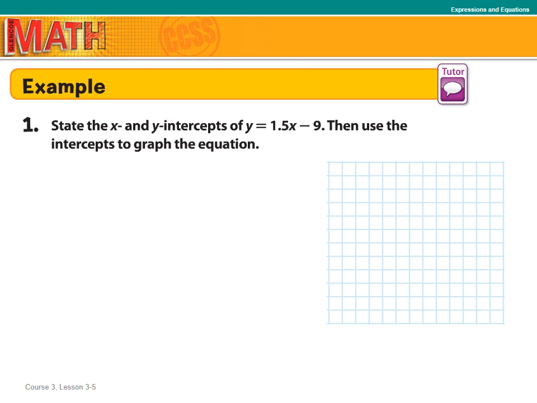Example 1. State the x and y intercepts of y equals 1.5 times x minus 9. Then use the intercepts to graph the equation. In our last lesson, 3.4, we talked about the slope-intercept form, y is equal to mx plus b, and b represents the y-intercept. So in this case, my y-intercept is very easy to identify. It's negative 9. That's my y-intercept.